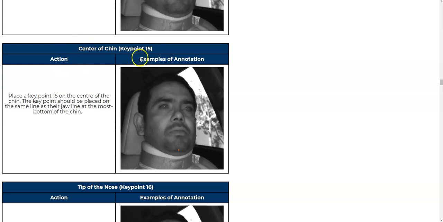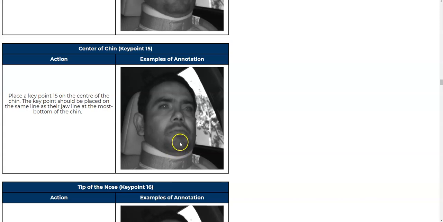Next would be key point 15, center of chin. Place key point 15 on the center of the chin. The key point should be placed on the same line as the jawline at the most bottom of the chin. So for the center of the chin, key point 15, it should follow the jawline and it should be at the center of the face, at the chin here. So the jawline, it's here and here is the center. So that is the center of the chin where key point 15 should be placed.